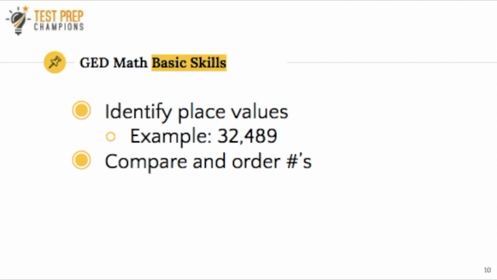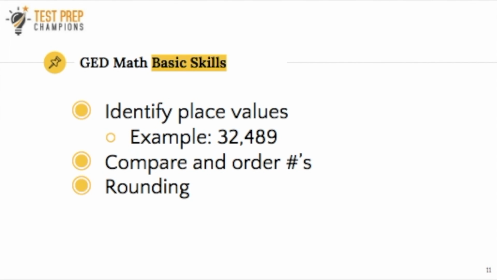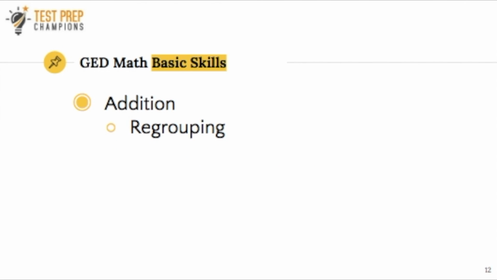So you also want to know how to compare and order numbers for the test. For example, you may be given some numbers and you might be asked to put them in order from least to greatest or from greatest to least. Rounding is also a very important basic skill to have mastered for the GED test. Many questions may ask you to round your answer to the nearest 100 or to the nearest 1,000 or to the nearest 10, and you'll have to know what that means. So moving on here with some more basic math skills.